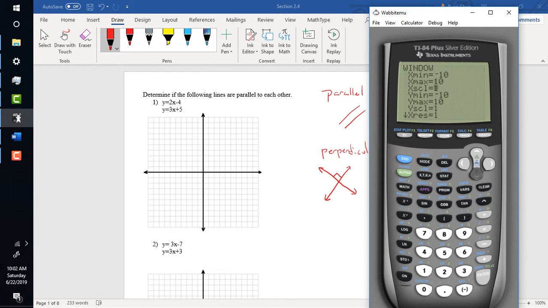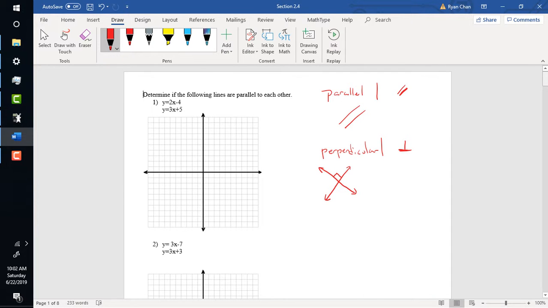If you want to confirm, hit your Window button and you can lower your Y min. Yep, and we can see it intersects at that point right there. We could actually do a little bit smaller. So it intersects at this point here. If you want to go back, go to Zoom and then go to 6 to get your regular window, which is 10 by 10. So we notice that number 1 is not parallel and number 2 is parallel.